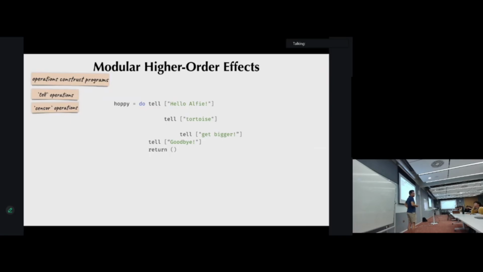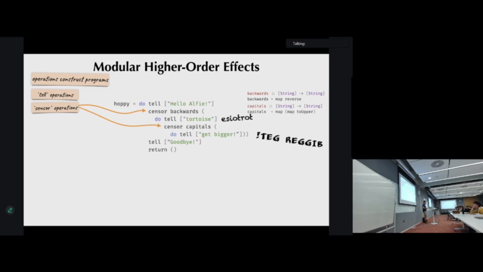And we also want to censor what he says. So we want everything inside this censor operation here to get done backwards. So tortoise will be backwards, and get bigger will also be backwards, but goodbye will not, right? And then he obviously wants to censor some of it to be in capitals. So he's going to say SEO trop in small, and then get bigger as the emphasis that we have here.